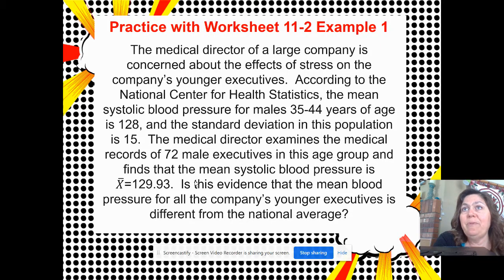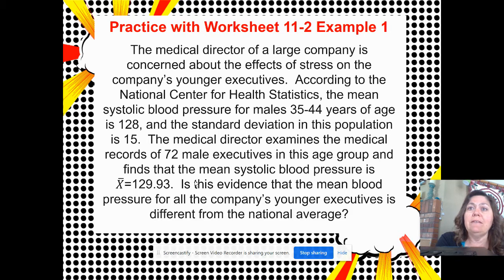So, a medical director of a large company is concerned about the effects of stress on the company's younger executives. According to the National Center for Health Statistics, the mean systolic blood pressure for males aged 35 to 44 is 128, and the standard deviation of the population, so that tells us sigma, is 15. The medical director examines the medical records of 72 male executives in this age group. Okay, so we have a sample size of 72 and finds that the mean for the sample was 129.93.